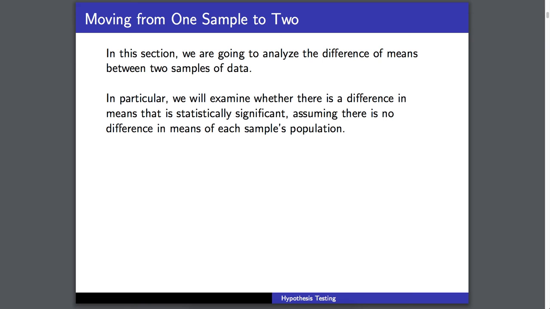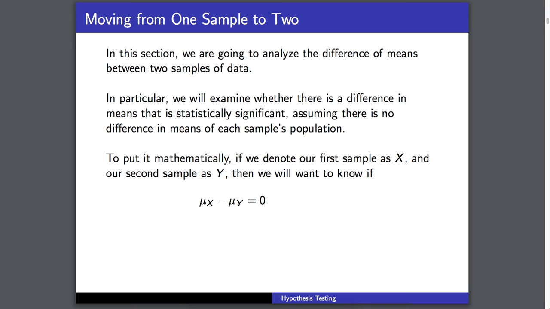In other words, a difference in means between the first data group and the second data group that is considered statistically significant. Again, assuming that there's no difference in the means of each of the samples' populations.